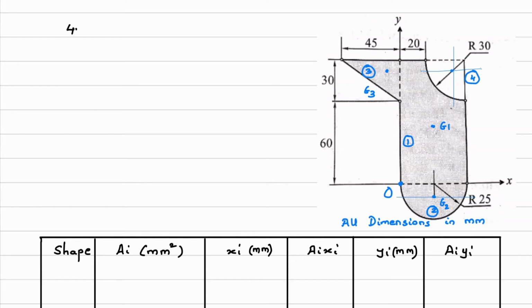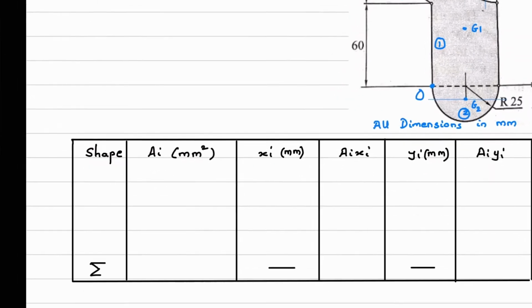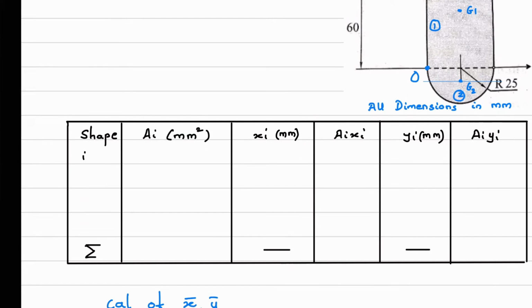So this is centroid, which is G4. Now we can write down the shape, first shape, then second, third and fourth. And the fourth one we have to cut. So just write down over here cut and write negative when you are taking area. Don't forget that negative.